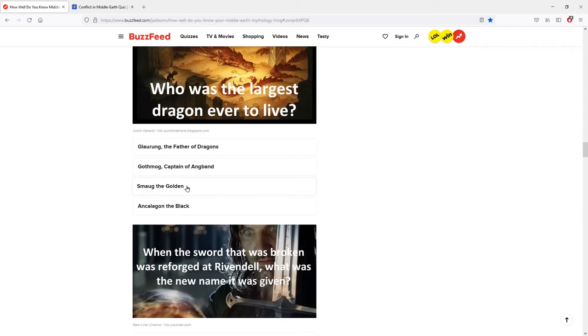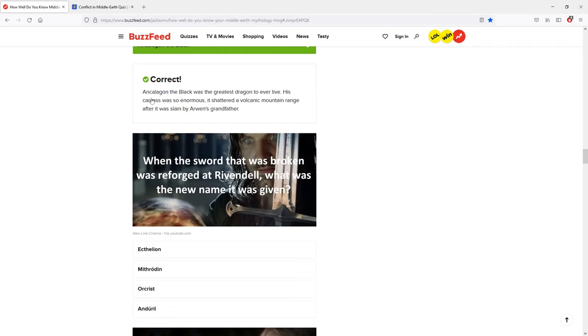There you go. Ancalagon the Black was the greatest dragon to ever live. His carcass was so enormous, it shattered a volcanic mountain range after it was slain by Arwen's grandfather.